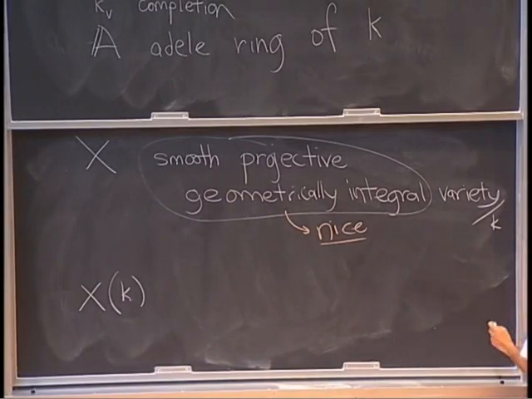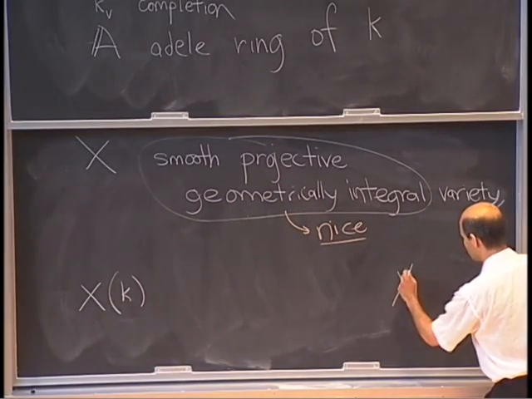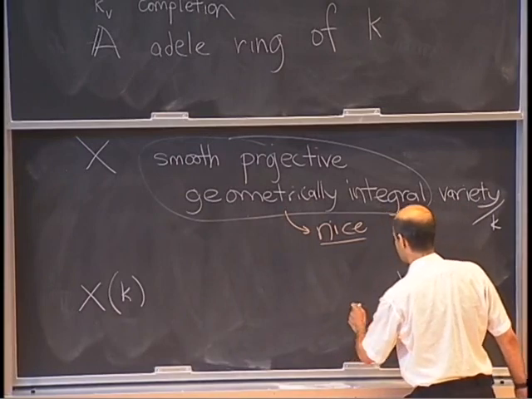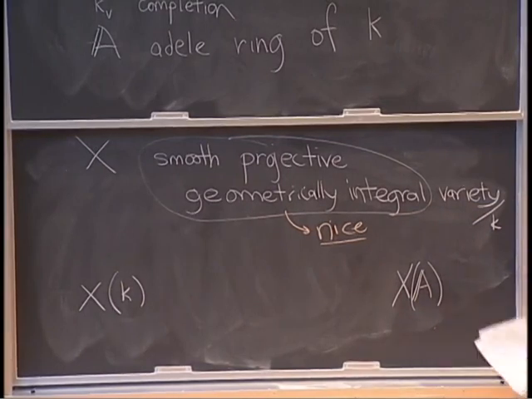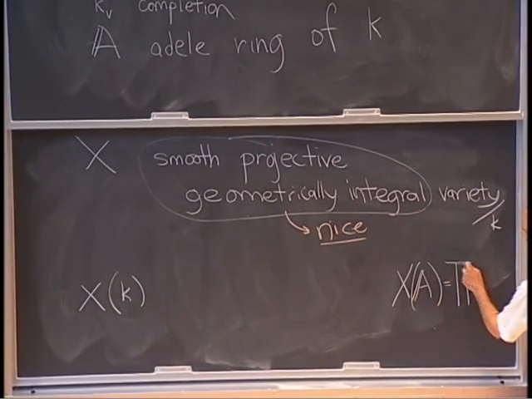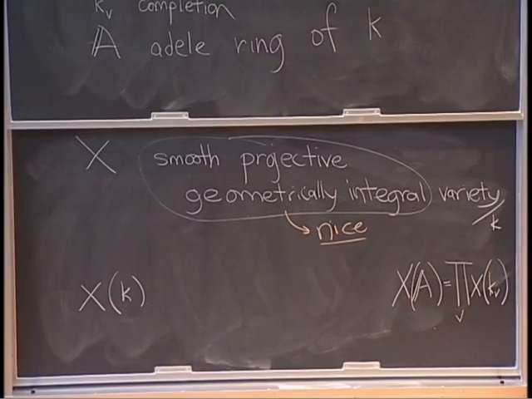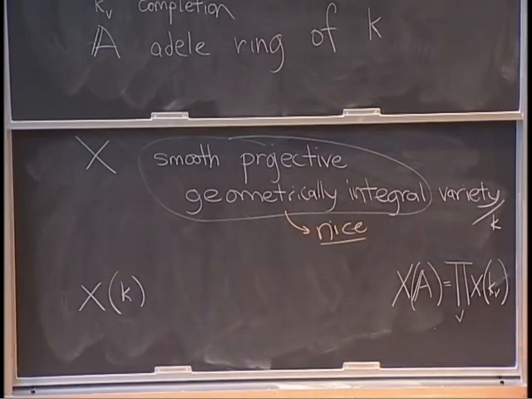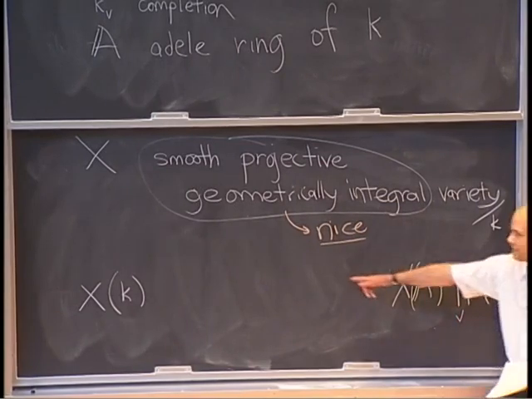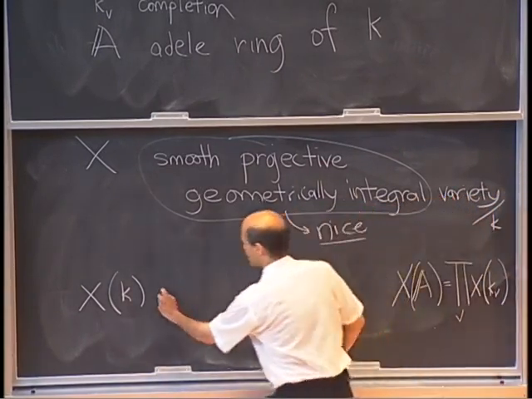As a first approximation to that, you can take the adelic points. Concretely, this is just the product over all places v of the K_v points, because X is projective. So the first thing you could ask is whether X has a point over every completion. And if you find one completion for which it doesn't have a point, then this set is empty, and therefore you know that there are no rational points.